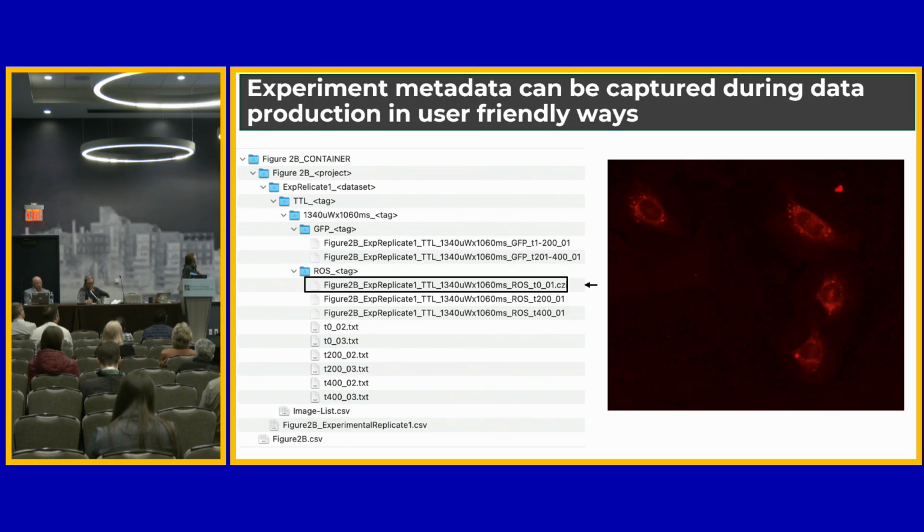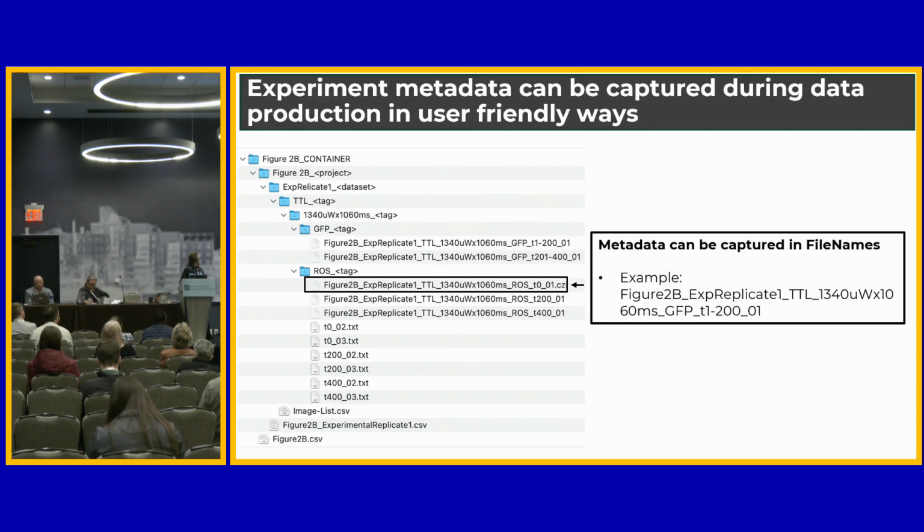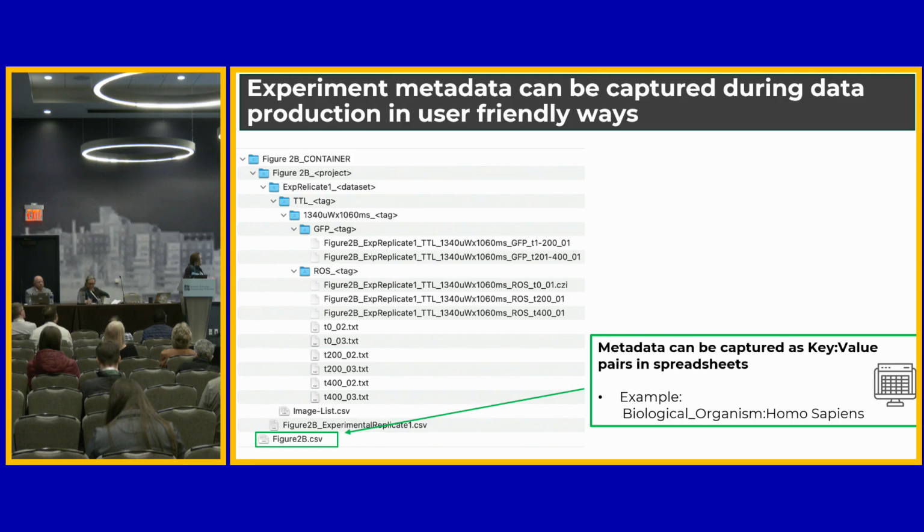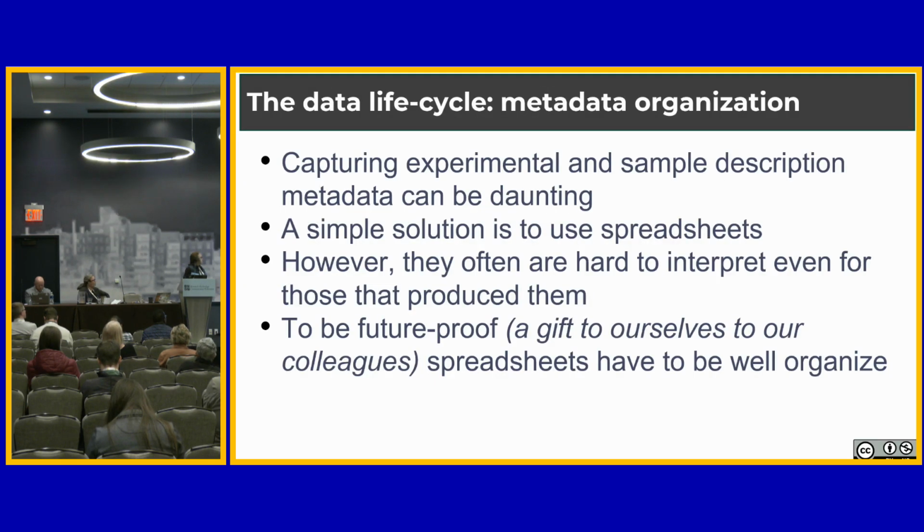Regarding experimental metadata, there are different ways in which we can keep track of it. One way is to put some information in the file name, but then that becomes really huge. Another way is to organize your data in subdirectories. Another way is to have the information in spreadsheets that can be saved as CSV files or other formats that are easy to share.